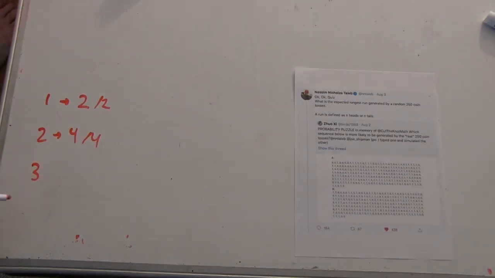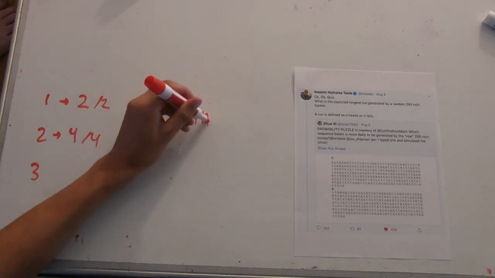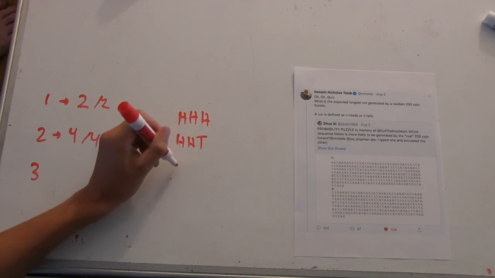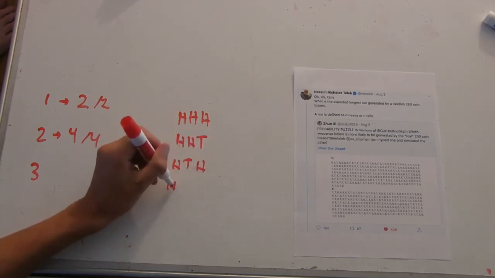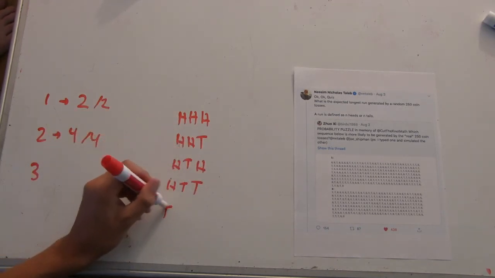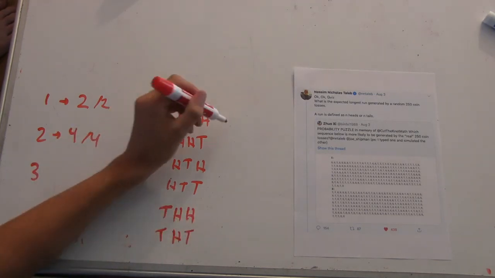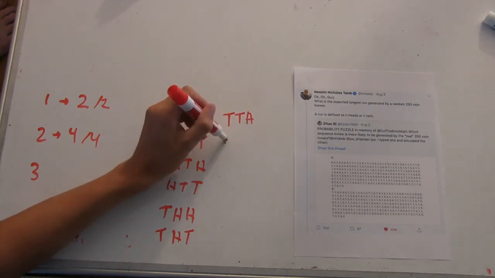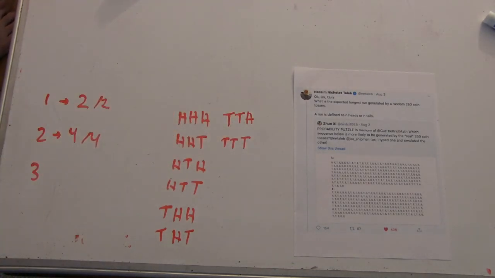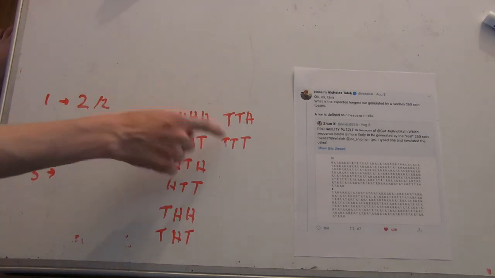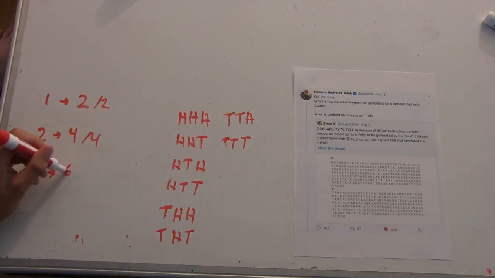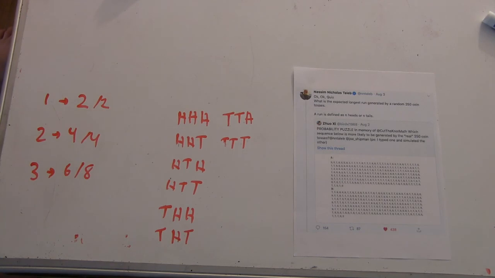So for 3, I guess this is where things start to get interesting. And I can still write these down. So head head head, head head tail, head tail head, head tail tail, and so on through all 8. It looks like all but head head head and tail tail tail work, so it would be 6 out of 8. Okay, we get 2, 4, 6.